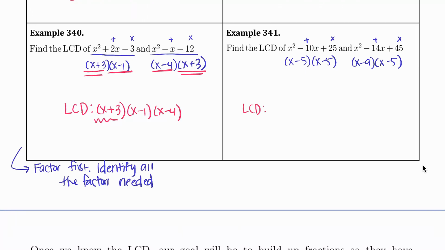Okay, so let's think about this. This one has 2x minus 5, so we need 2 of those. You can write it as x minus 5 times x minus 5, or x minus 5 squared. And then this one already has 1 of those x minus 5, so we don't need to write that again. But we do need to include this factor, x minus 9. So again, our least common denominator needs to have all of the factors that each of them contain. And in this case, we had to have it squared because this one had 2 of them, so we need to include both of those.